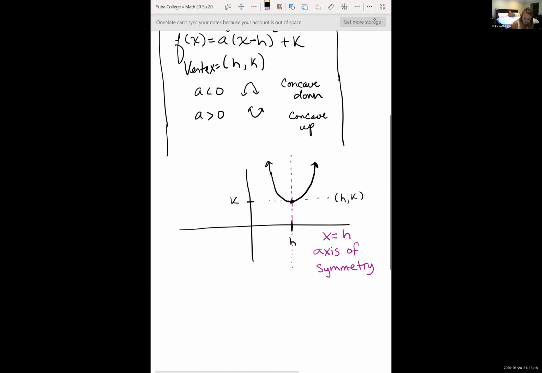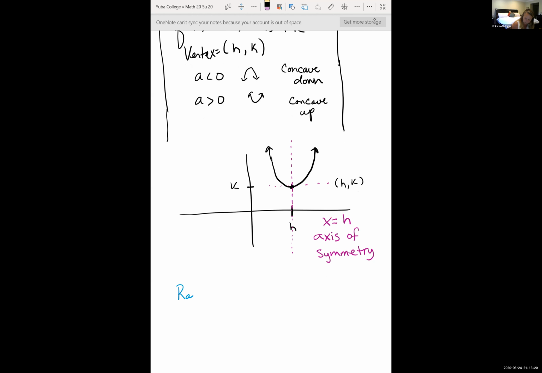So range, if A is less than 0, we know our parabola faces downwards. This is at point HK. So for our range, Y has to be less than or equal to K.